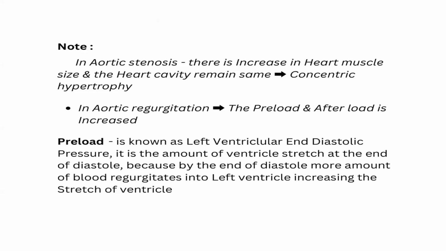So basically, in aortic regurgitation, during diastole, the aortic valve was supposed to be closed. But now during diastole, this aortic valve is open. So more blood is entering the left ventricle. And that's why the preload of the left ventricle is increasing in aortic regurgitation.